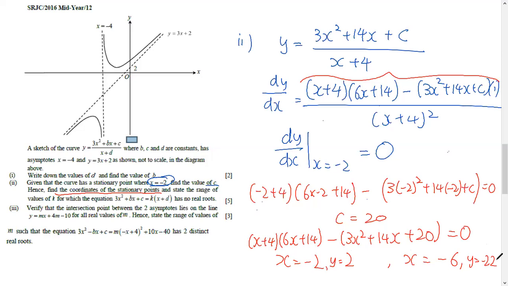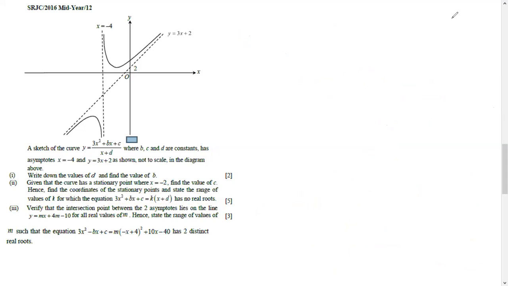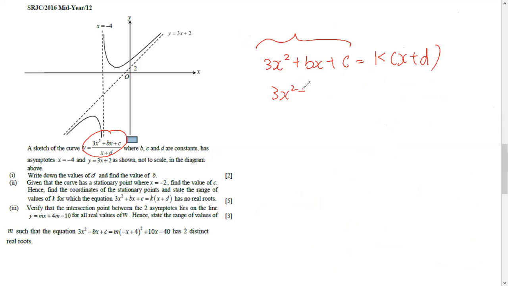Simple. Next, we're asked to find the range of values of k for which this equation has no real roots. How are we going to do it? Let me write the equation down again. This is the same kind of question as the previous round. We must change the left-hand side to the graph that we have, and it's very easy. We just have to bring the x + d over.